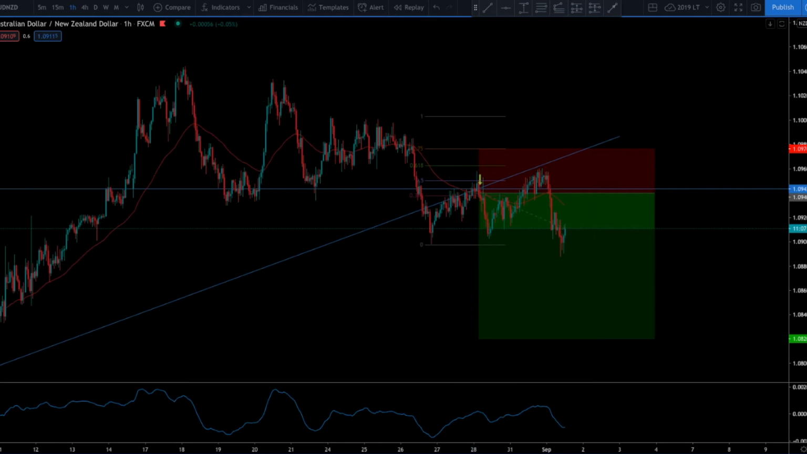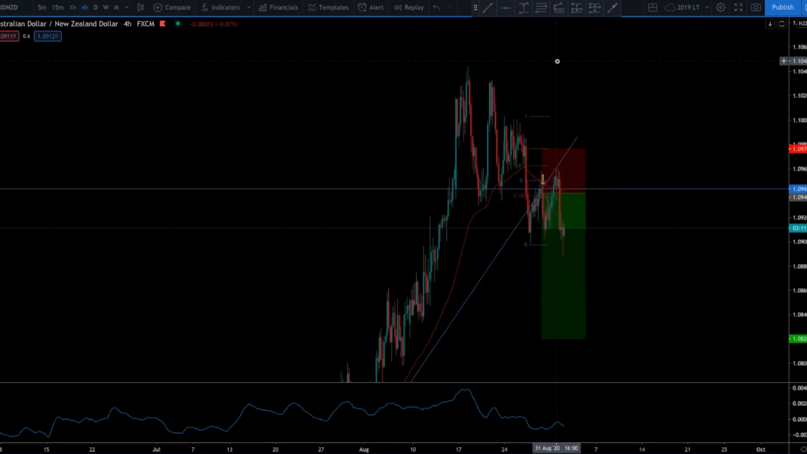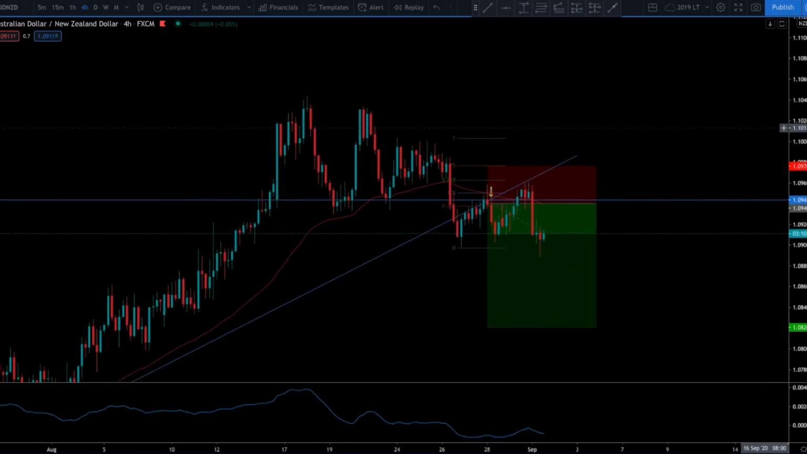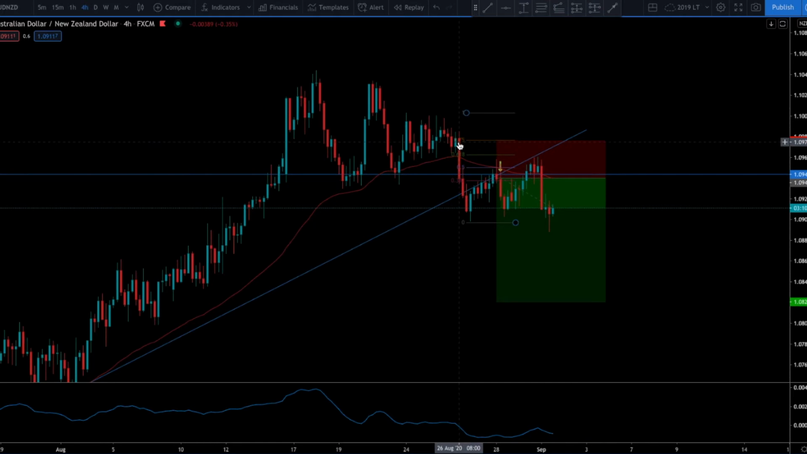And here is the 4 hour, which is going to look a little cleaner. You can see this was the daily breakdown and then the pullback. And after this high test candle, it started to break down, and that's where I got in on the 1 hour.